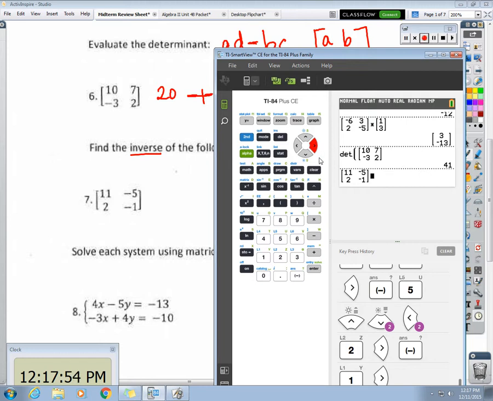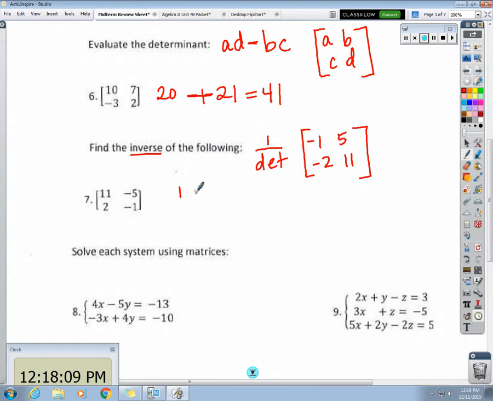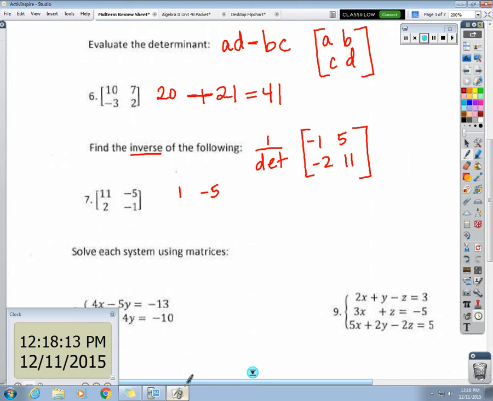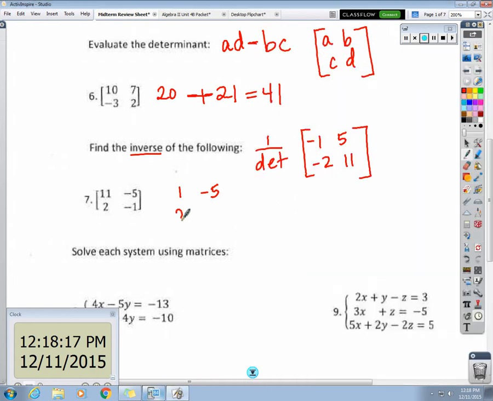crazy matrix, this is all you have to do. See this button over here that says x to the negative 1? You press it, and that one button is doing all of that for you. When you hit that one button and hit enter, it does the 1 over the determinant times the crazy matrix for you, and you end up with 1, negative 5, 2, negative 11. Okay, and that's the inverse. Let's continue.